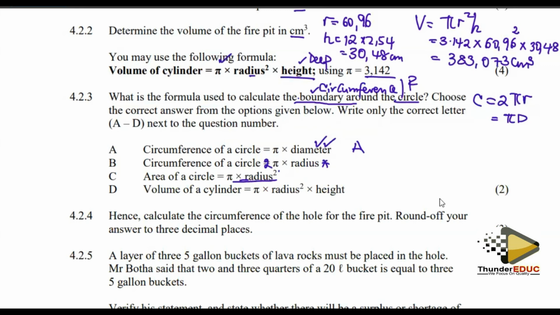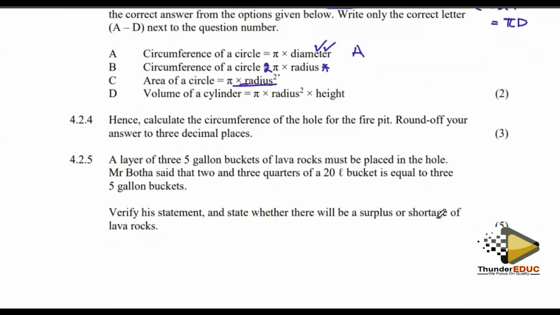Volume, yes, but you can. Okay. Formula to look for. So here the answer is supposed to be A. Hence, calculate the circumference of the hole for the fire pit. Now, this is simple. Oh, they said to 3 decimal places. Now, take note. Whoever has used centimeters, you'll get your mark. Whoever has used feet, you'll get your mark as long as you're.